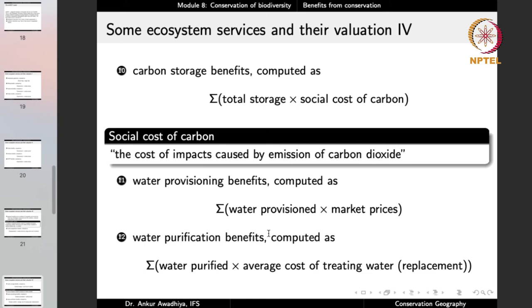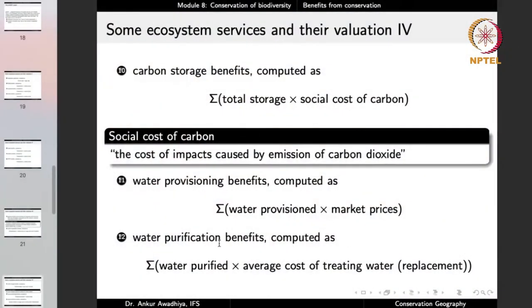Similarly, we can look at water purification benefits: the amount of water purified multiplied by the average cost of treating water by doing a replacement. So if the water was not being purified by the forest or by the wetlands, then perhaps we would have needed to set up a water purification facility. What is the cost of setting up that facility? What is the cost of running and maintaining that facility? That is the amount of benefit that this particular forest or wetland is providing to us. So we can make use of that cost, multiply that with the amount of water that is being provisioned, and we can get the water purification benefits.